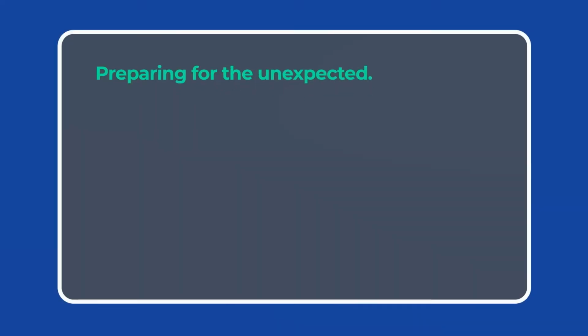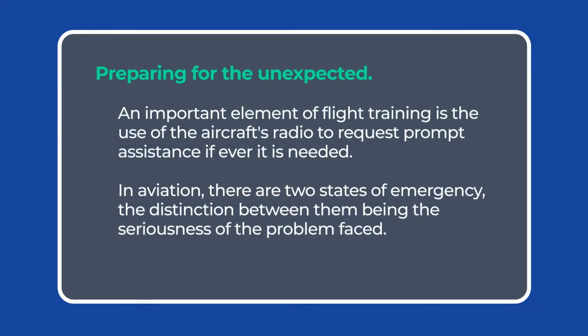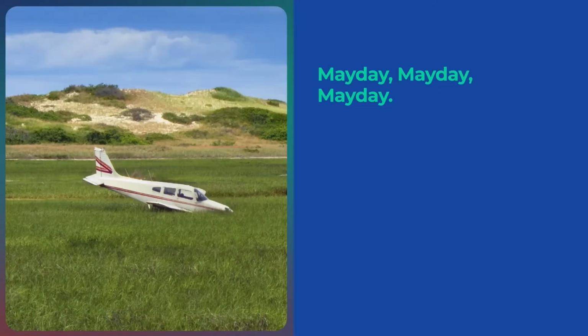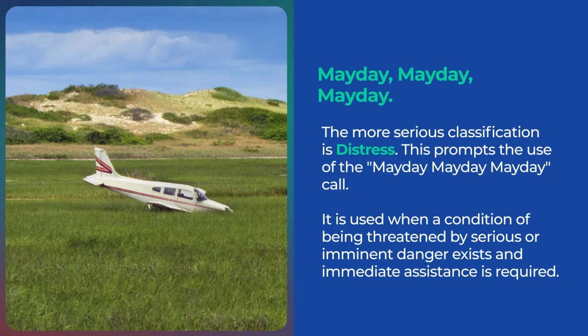Whilst flying in a light aircraft is fundamentally safe, it does have risks. As such, an important element of flight training is the use of the aircraft's radio to request assistance and ensure it is provided quickly. There are two states of emergency, the distinction between them being the severity of the problem faced. The more serious classification is distress and prompts the use of the Mayday call. This is used when a condition of being threatened by serious or imminent danger exists and immediate assistance is required.